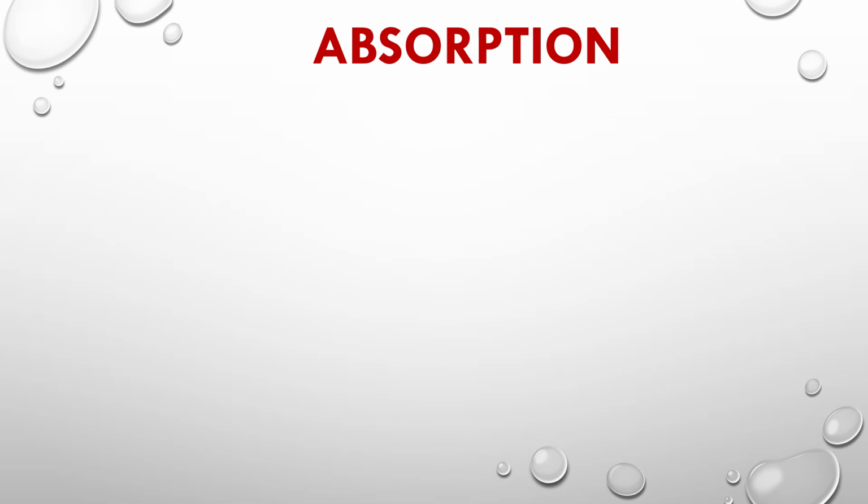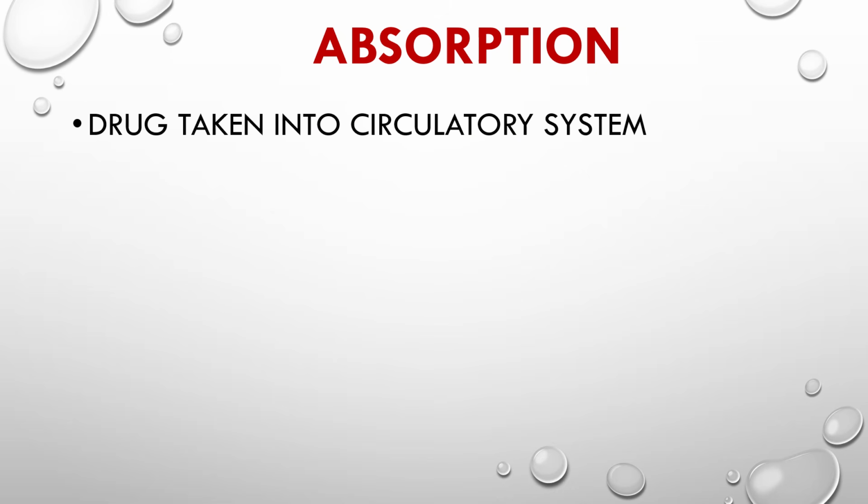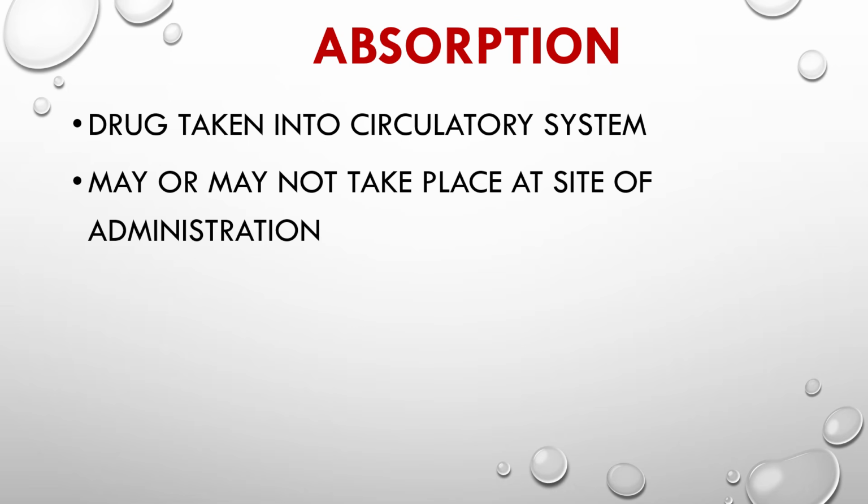So a little bit more about the absorption. The drug is actually being taken into the circulatory system. Drugs like an IV drug don't really have an absorption phase because they're absorbed immediately, directly into the circulatory system. All other routes of administration require this absorption. They have to get absorbed into the circulatory system. This may or may not take place at the site of administration. So if we're taking a tablet, we're not really absorbing it in the mouth. It's going to be absorbed more down in the GI tract. So it's not always the same place.